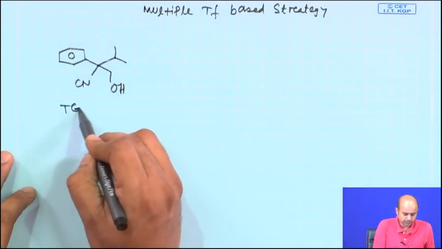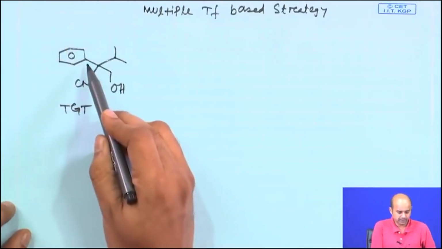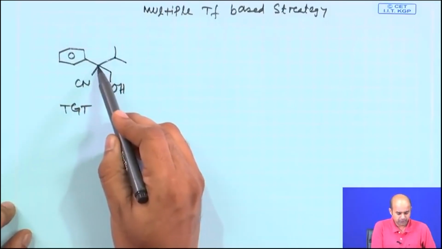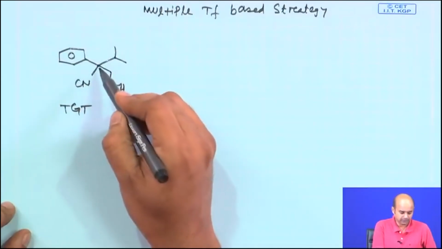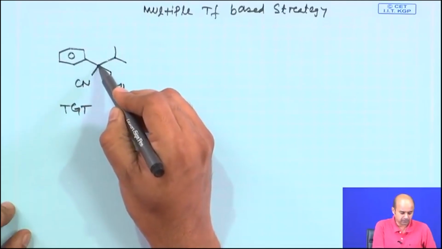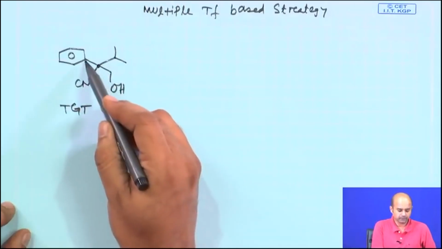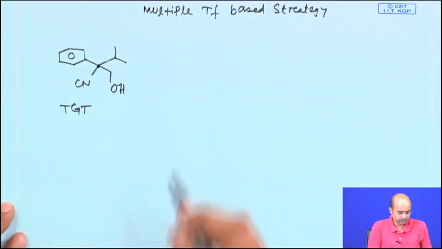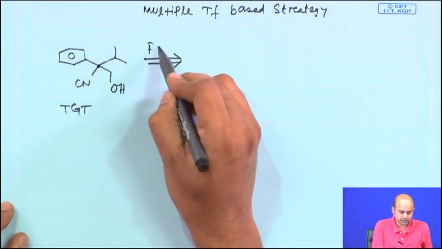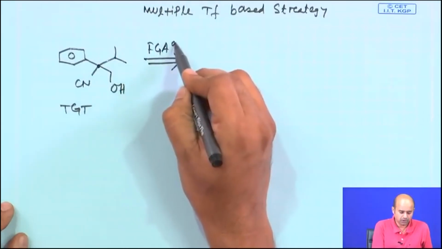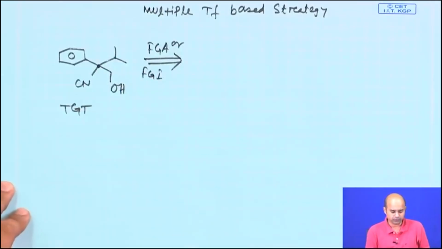This is a target molecule which contains a phenyl ring, and it has an appendage having a cyano, CH2OH and an isopropyl group. So, this carbon is an all carbon quaternary carbon, with the phenyl, cyano, CH2OH. So, I will do a functional group addition or a functional group interconversion. It is purely an FG based approach.